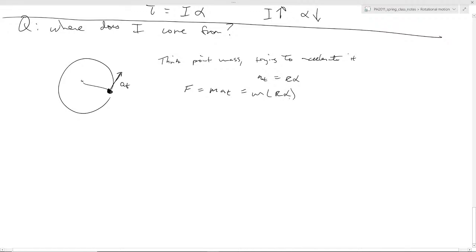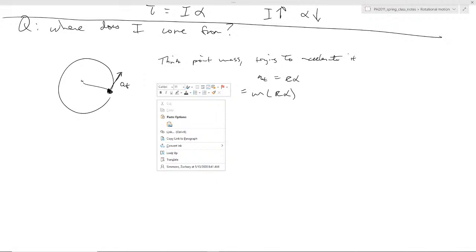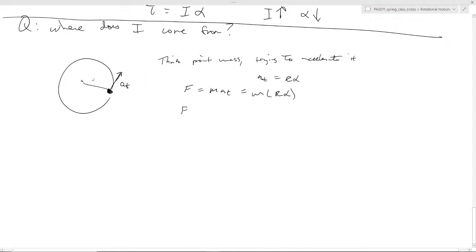Now, we've also just introduced this idea of torque. Supposing that the force and the radius are perpendicular, the force times the radius would equal the torque. And that would equal m r squared alpha. So this m r squared for a point mass is the moment of inertia.